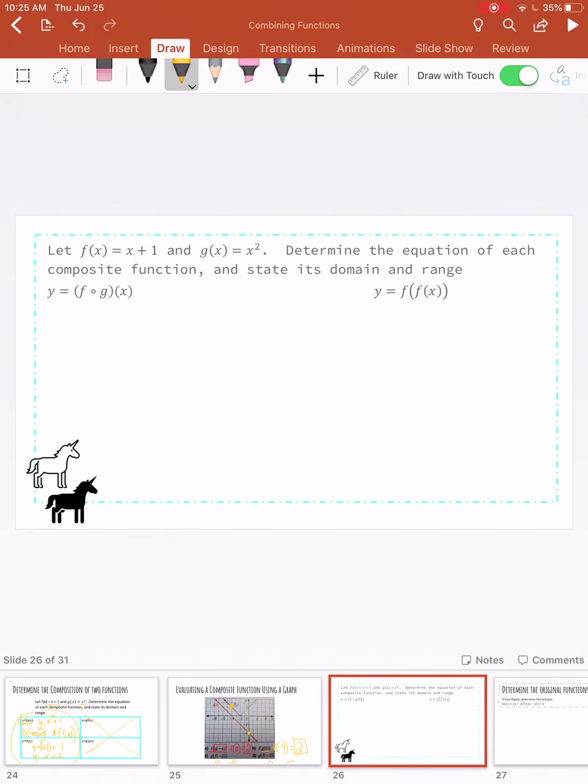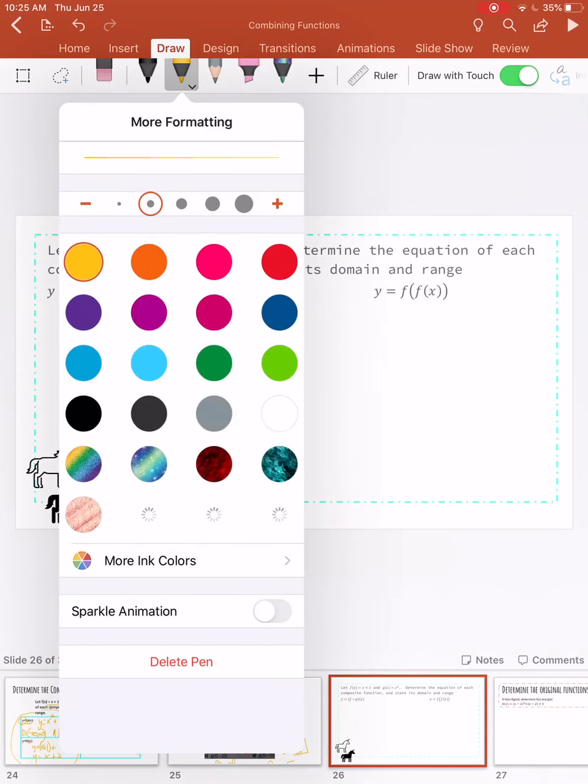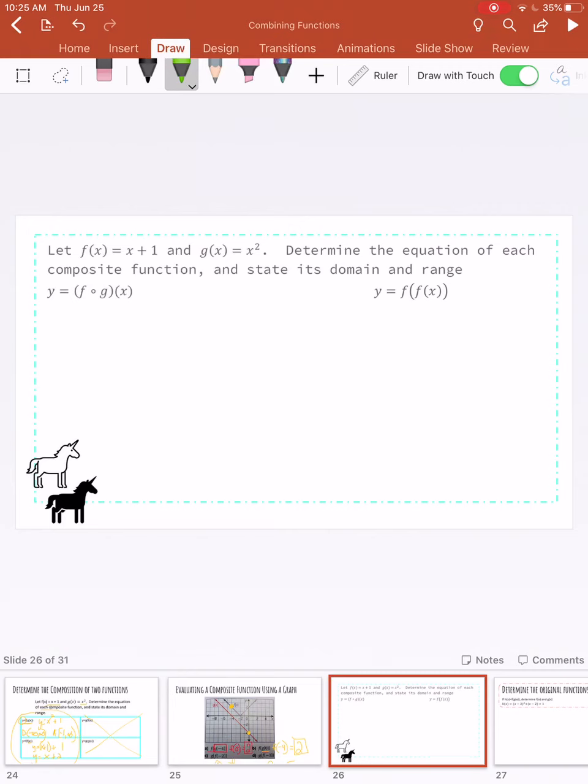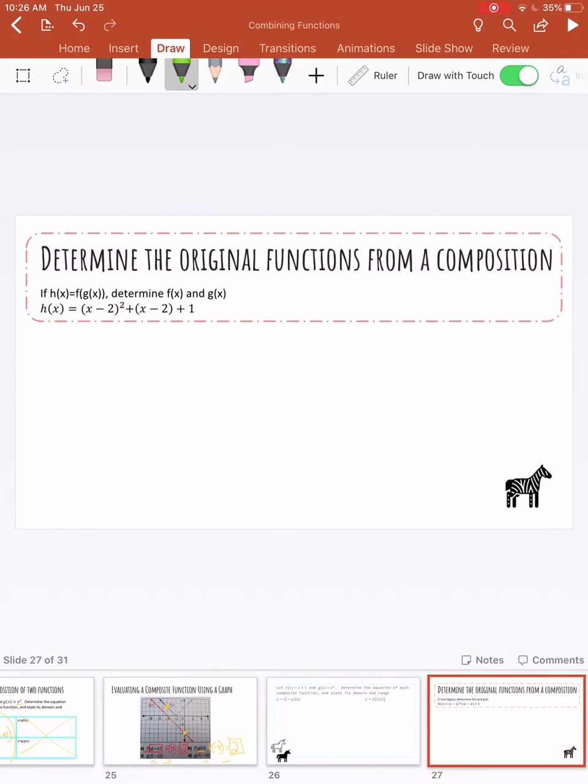Hey, look, there's some unicorns, just to make the question that much more fun. Okay, so let f of x equal x plus 1 and g of x equals x squared. Determine the equation of each composite function and state its domain and range. Actually, we already did this one, didn't we? Yeah. Okay, we just did that. I guess I forgot to delete that slide.